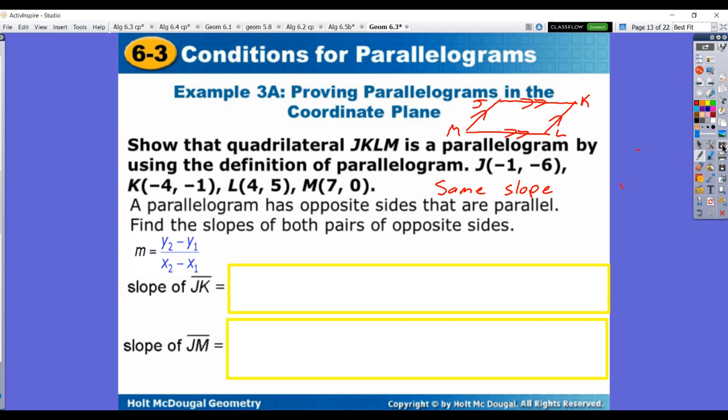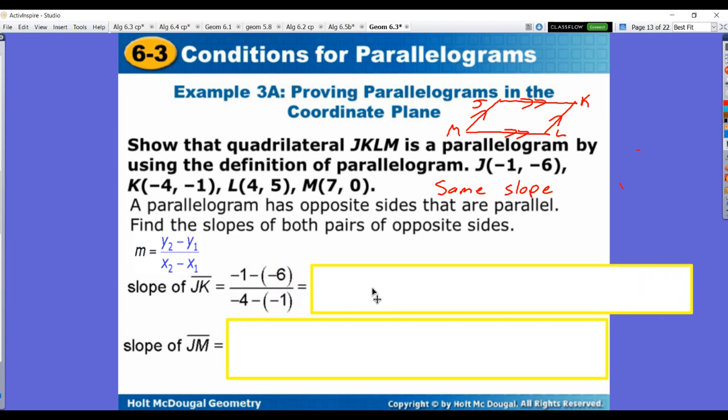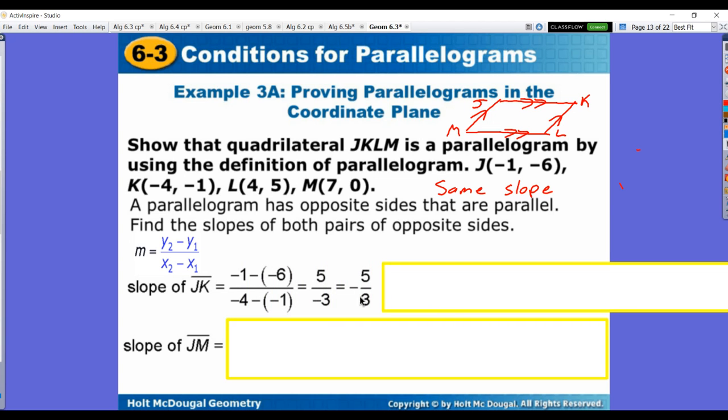We're going to use that slope formula again. We have the slope formula right here. We're not going to spend a lot of time with the calculations because we've done this so much, so we're just going to take a look at what the slopes would be. First we calculate the slope of JK, the line up here on top, and we end up with -5 over 3.